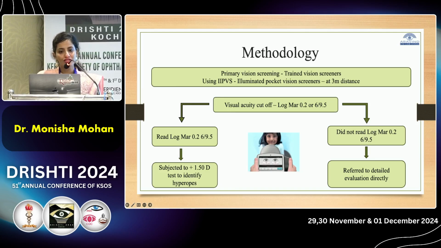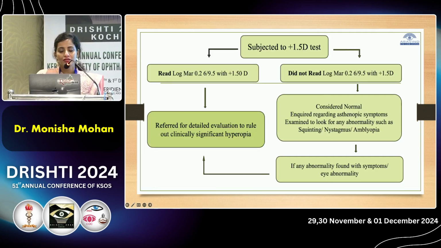So those students who read logMAR 0.2 were subjected to this 1.5 diopter test to identify hyperopes. Those students who did not read logMAR 0.2 were referred for detailed evaluation directly. The students who were subjected to this 1.5 diopter test and read logMAR 0.2 with these lenses were referred for detailed evaluation to rule out clinically significant hyperopia.